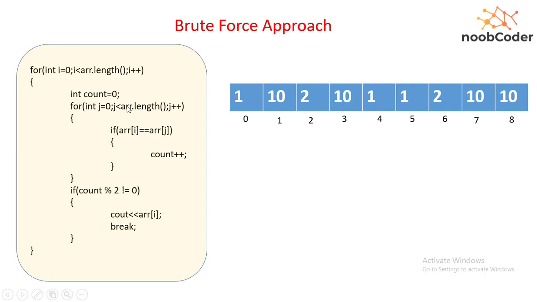The code for this approach is here. For example, here i is initialized with 0 and it goes till the last index. Similarly, j is also initialized with 0 and it also goes till the last index. And in this loop, we are comparing whether array of i is equal to array of j or not. If it is equal, then we'll increment the value of count. And after coming out of this loop, we will check whether the count is odd or not. If the count is odd, we will simply print that and break out of the loop. But this approach is not at all good because it's very time consuming.